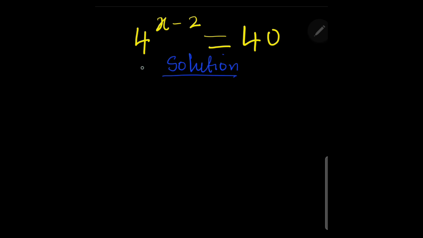So if you look at the left hand side of this equation, the base here is 4, and in the right hand side we have 40. So there's no way we can make the bases the same. Therefore, we're going to apply logarithm.